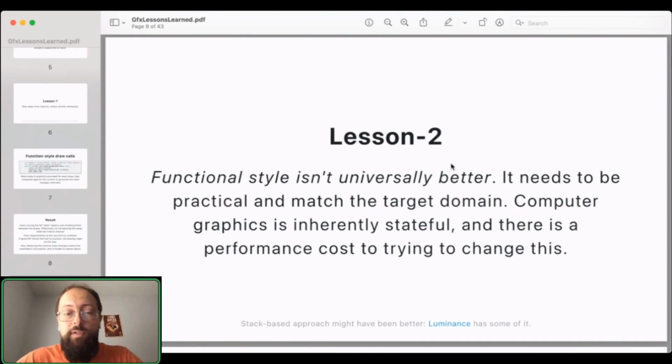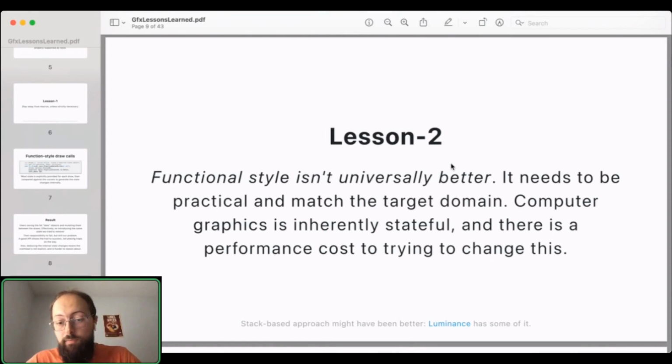So lesson number 2: just avoiding responsibility is not the best way. Taking responsibility the right way is the best. And also, computer graphics is inherently stateful. I think this is a bit of a controversial topic, but my lesson from it is that a good API should expose the state in a way that's good, rather than try to avoid it.